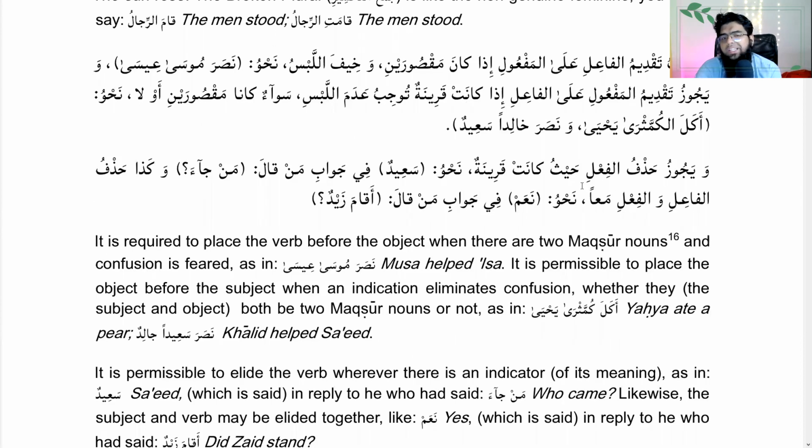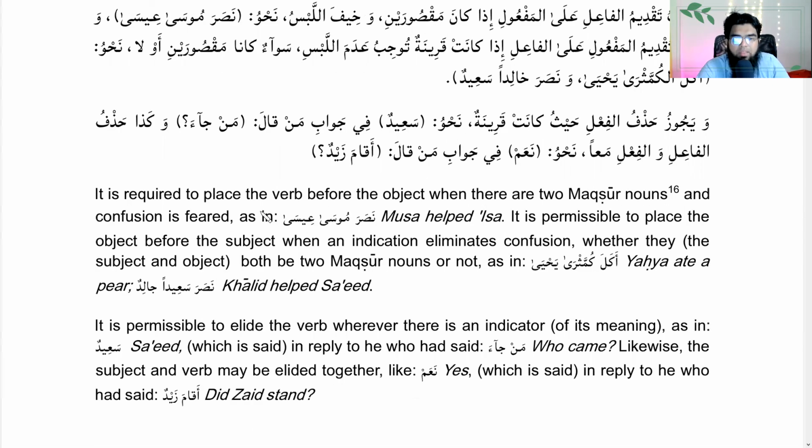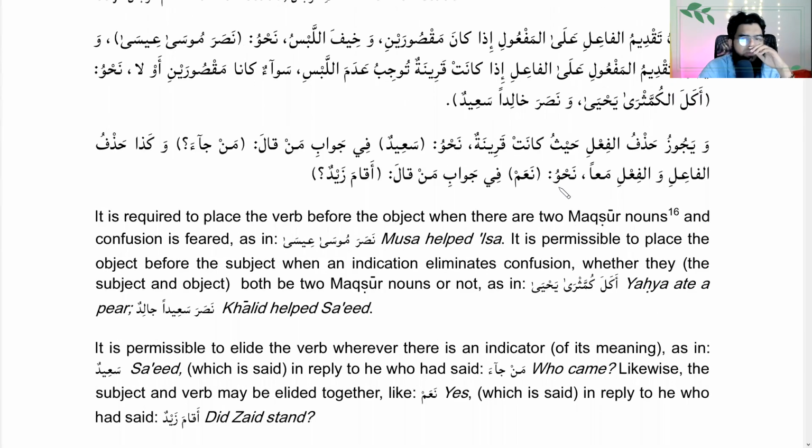ويجوز حذف الفعل. Can you delete the verb? Yes, حيث كانت قرينة. If there is a qarina again, there should be a context or indication. For example, سعيد in the reply to who said من جاء, who came. So if someone asks you, who came? You can say, Sa'id. Sa'id came. That means ja'a Sa'id. Wa kadha hadhf al-fi'l wal-fa'il ma'an. Or you can just remove the verb and subject, everything, and just say na'am.